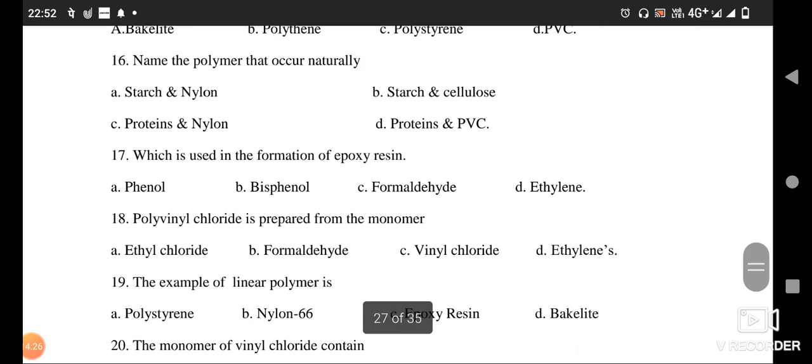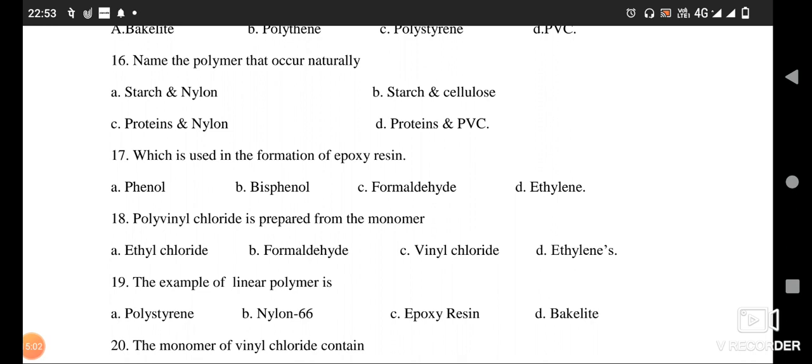Then after that, MCQ number 16: name the polymer that occurs naturally. Option A is starch and nylon, B starch and cellulose, C proteins and nylon, D proteins and PVC. It is a very easy answer for this particular question. Option B, starch and cellulose, that we get from the plants. It is a naturally occurring polymer. So option B, starch and cellulose, is the correct answer for MCQ number 16.